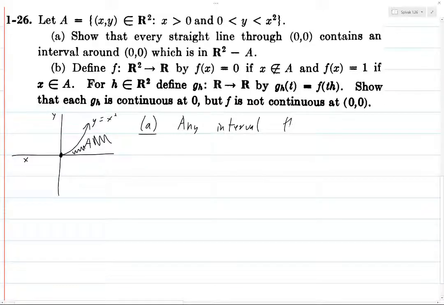So we'll start with x equals 0. Any interval through (0, 0) along the line x equals 0 lies in the complement. And why is that? That's because in order to be in A, x needs to be greater than 0. And for all points on the line x equals 0, well, x equals 0, so it's not greater than 0. Okay, so that's good.